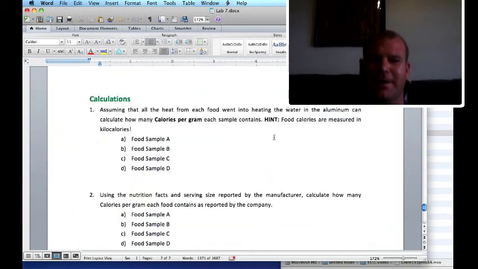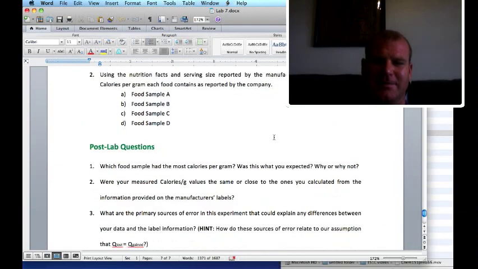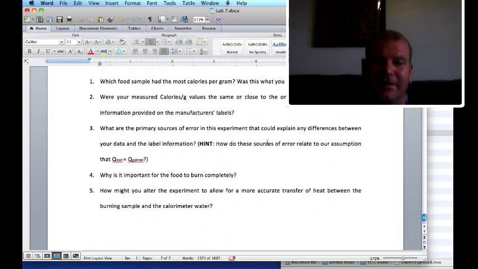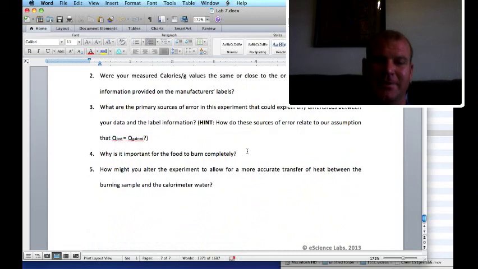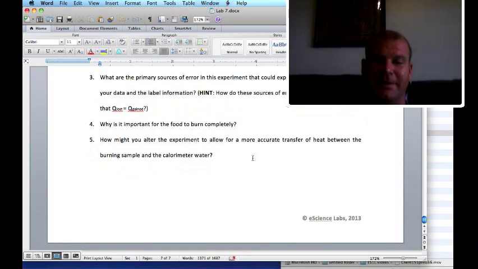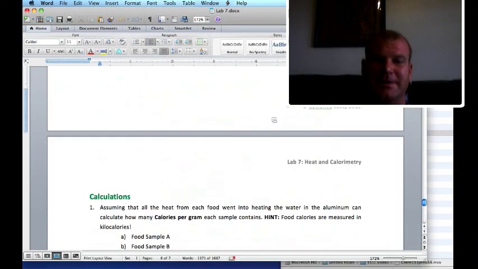Send me a picture of your apparatus, and that's what I want to know. And then go through this stuff. So air. Oh, I already talked a lot about air. Why is it important for the food to burn completely so you get all the calories out? So I'll let you figure out number 5. I won't give you all the answers. But let me know if you have any questions, and I'll talk to you later. Goodbye.